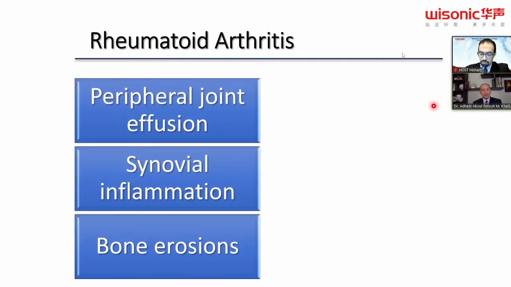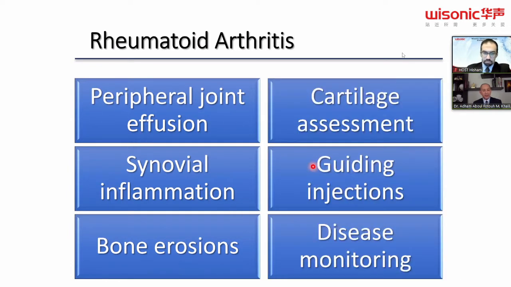In rheumatoid arthritis, the ultrasound can show synovial effusion, synovial inflammation, bone erosions, and then cartilage assessment, guiding local injections if we need, because we need this sometimes, and then disease monitoring, which is a sensitive area. Disease monitoring means I can detect a patient in remission with subclinical synovitis detected only with ultrasound.